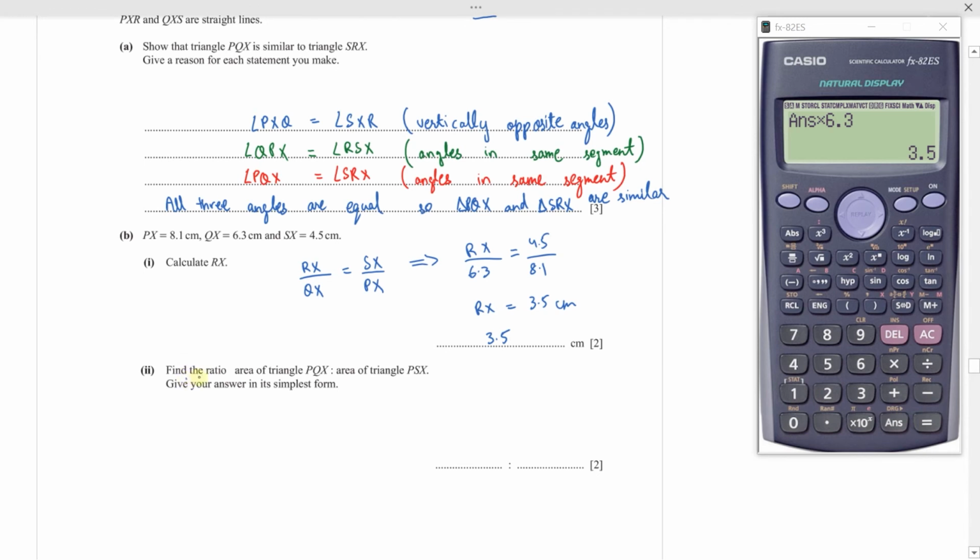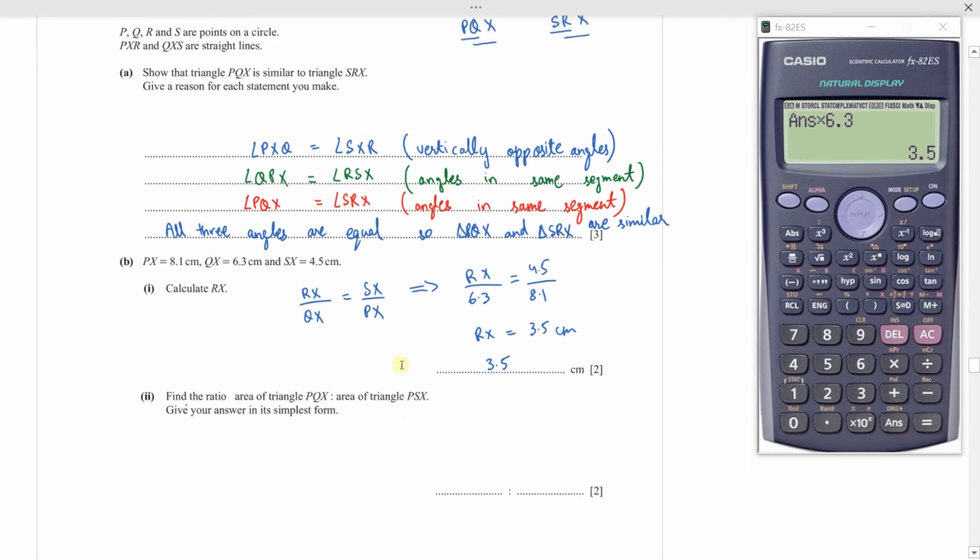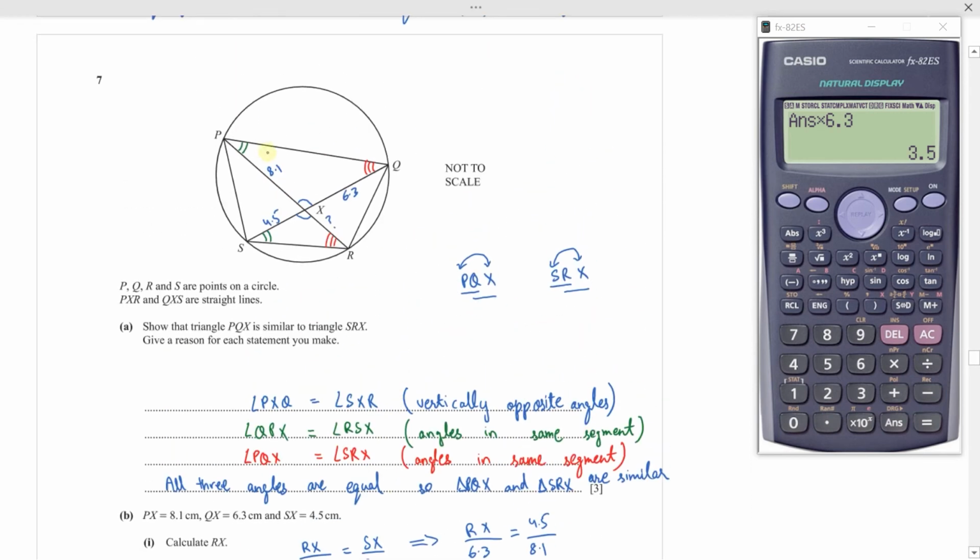The next part is find the ratio area of triangle PQX, area of triangle PSX. So PQX is this one and PSX is this one. So these two triangles. We need to find the ratio of their area. We know that this and this are similar. We don't know any relation between these two.